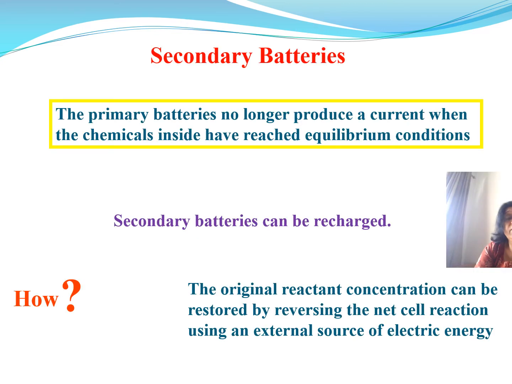Right? Then secondary battery. What are secondary batteries? Primary batteries no longer produce a current when the chemicals inside have reached equilibrium conditions. So when the chemicals get exhausted, they no longer produce a current. But secondary batteries can be recharged. The original reactants can be restored by reversing the direction of the current. By using an external source of electricity, the reactions can be reversed.